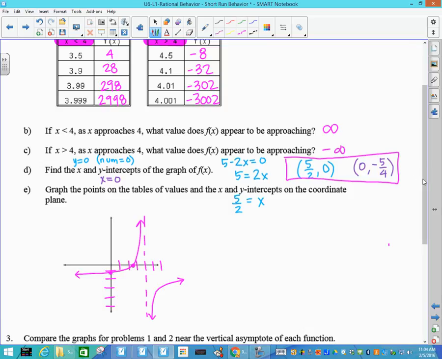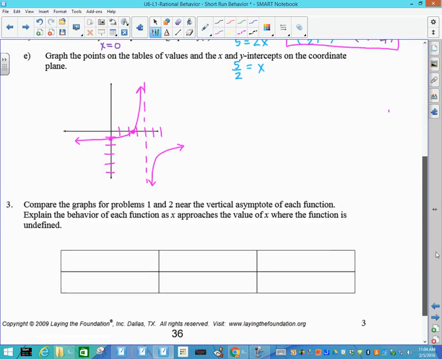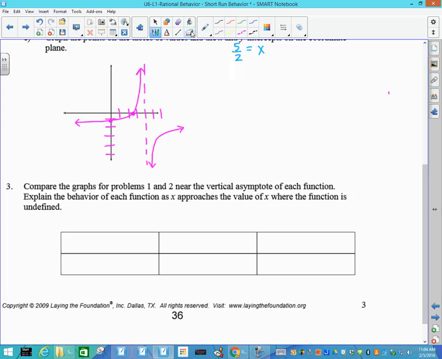Okay, let's look at this last thing just to compare these two and help you understand what this question is asking and how I want you to answer it. So it says, compare the graphs for problems 1 and 2 near the vertical asymptote. So let's go back here. This is what we're looking at. We're looking at near that vertical asymptote of each function. Explain the behavior of each function as x approaches the value of x where the function is undefined. And I hope you realize that this point where it's undefined is near that vertical asymptote.